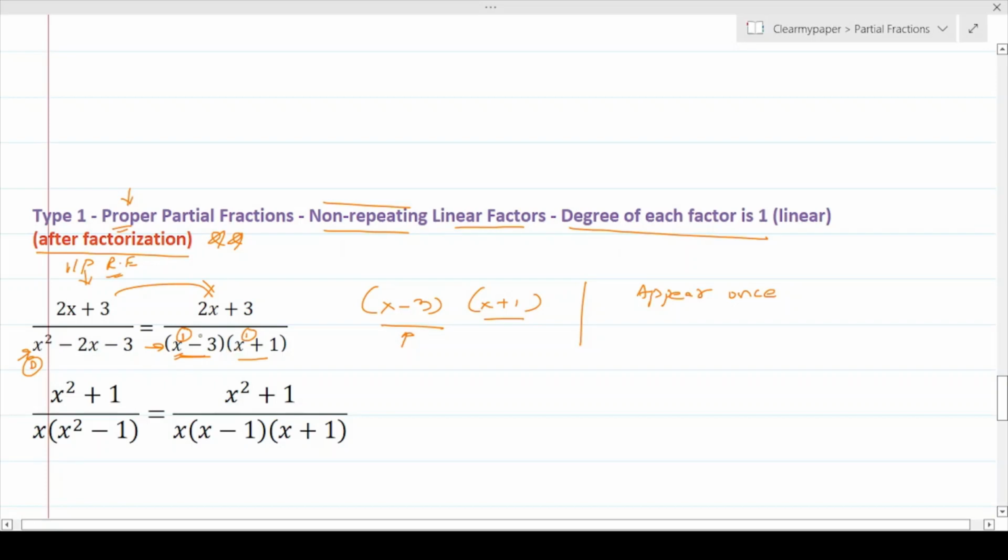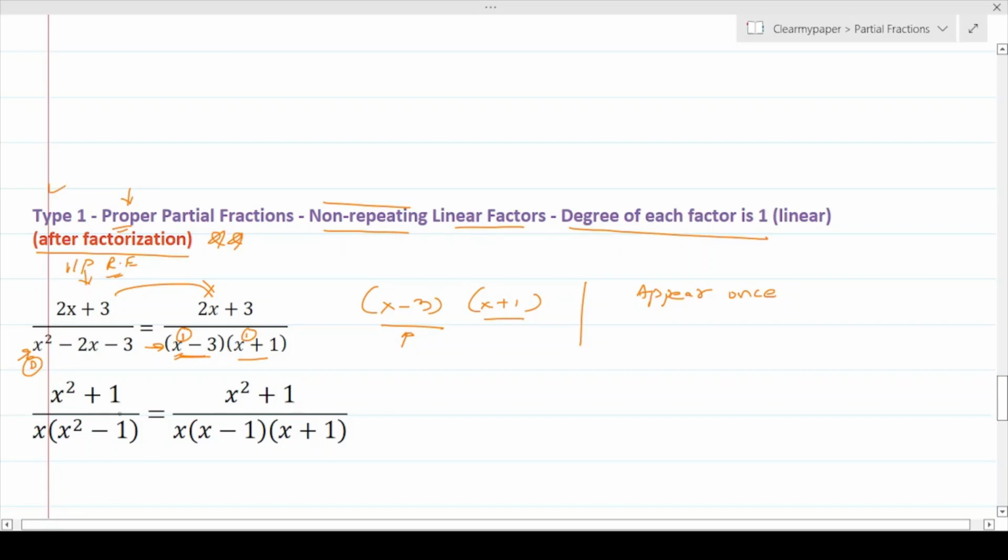This kind of expression is called non-repeating linear factors, and it can be resolved by a specific method, the partial fraction, which we will solve in the next episode. That's type one, okay?